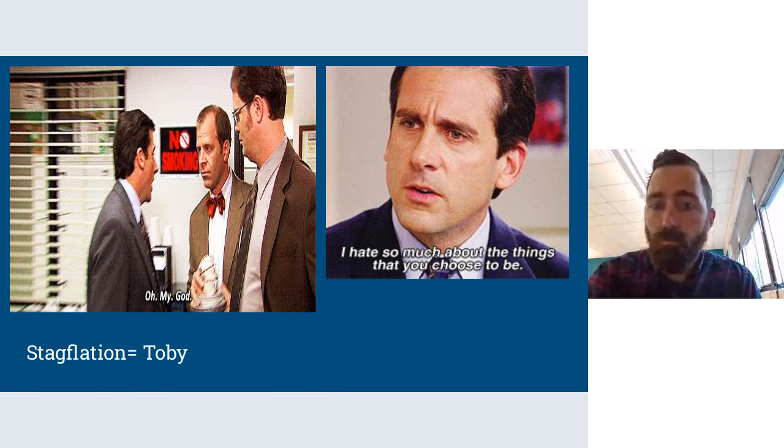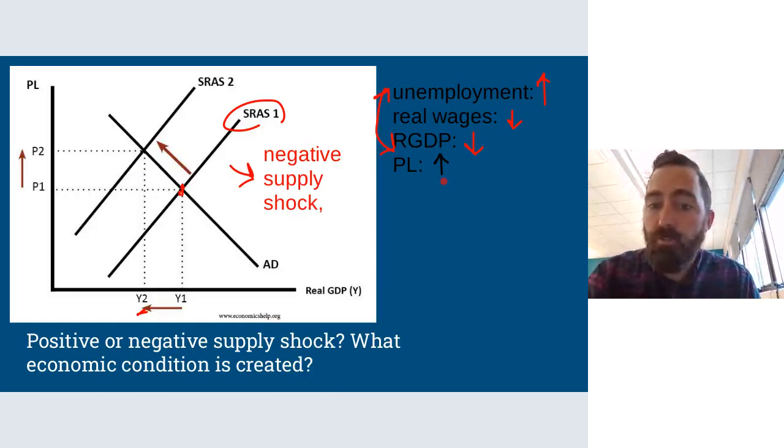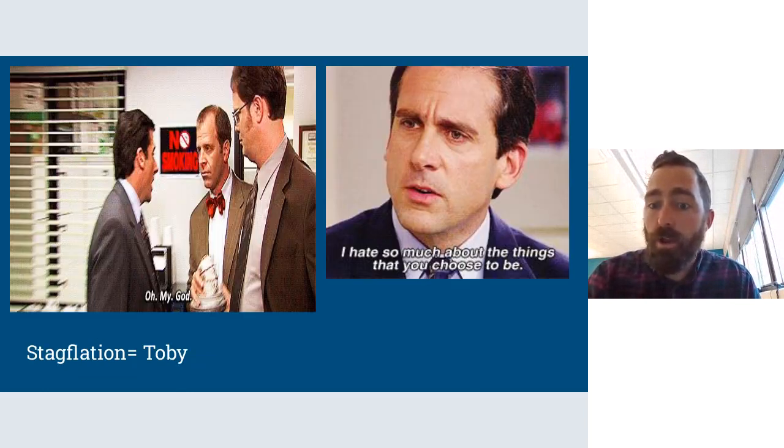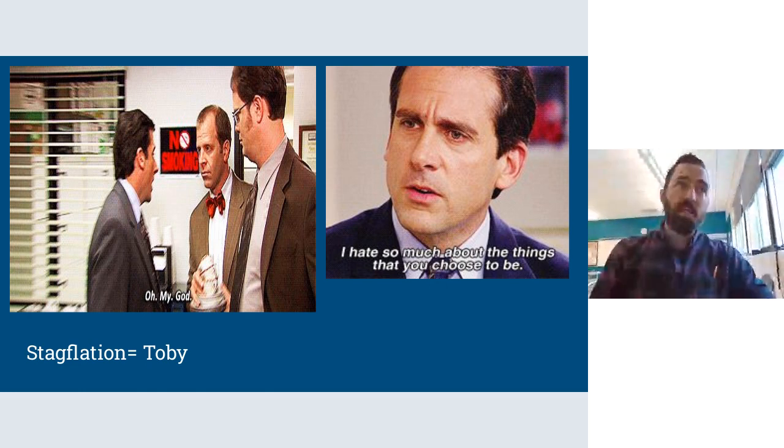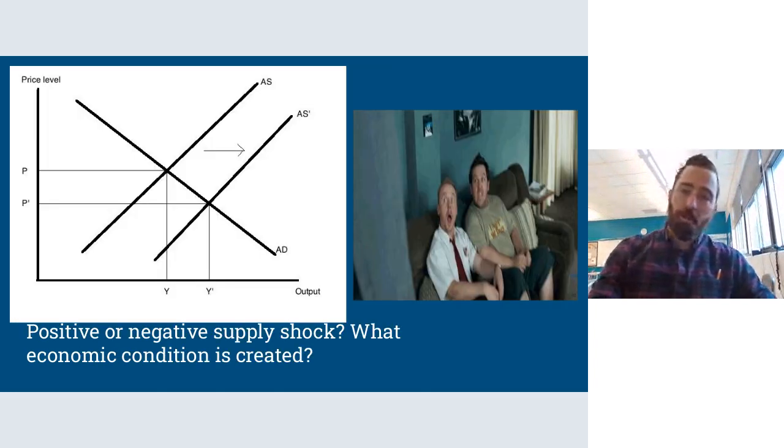Okay. Also remember, I didn't mention this. This is stagflation, the leftward shift in supply. Higher prices coupled with higher unemployment lead to stagflation. It's a terrible economic condition that has existed a handful of times in the United States macroeconomic history. And I like to say stagflation is the Toby of the economy, if you enjoy the Office references there.